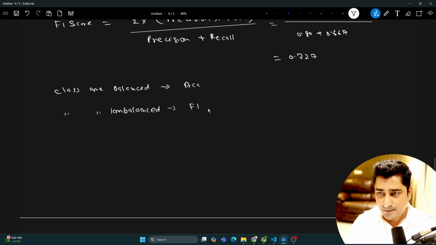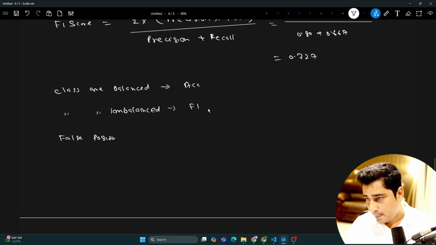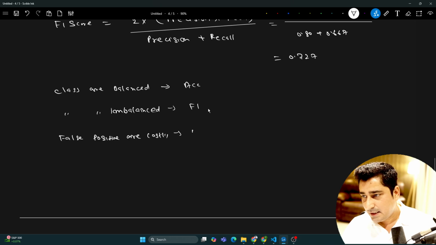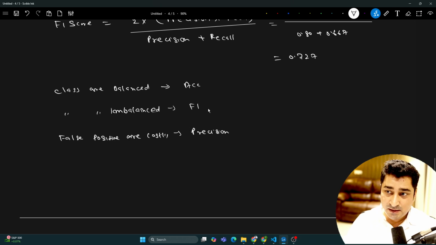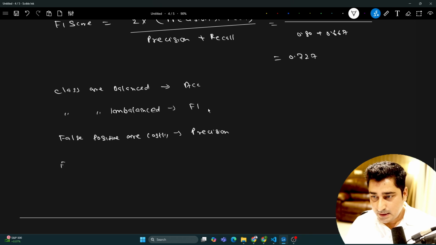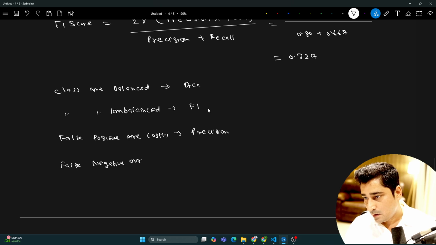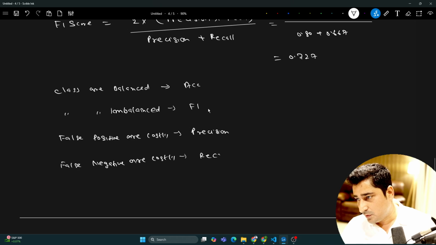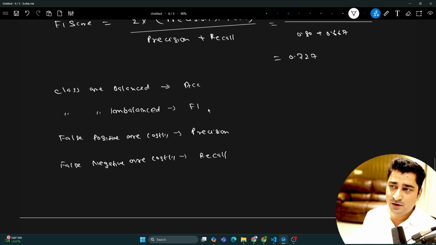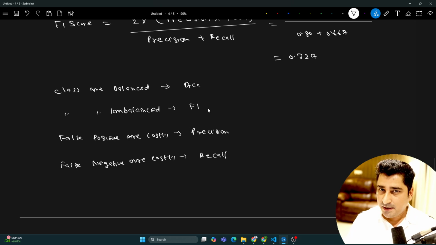So let me write it down over here as a summary. Whenever your false positives are costly, in that case your metric is going to be precision, and this is something that you have to decide. And when your false negatives are costly, in that case you are supposed to go ahead with recall. As simple as that.